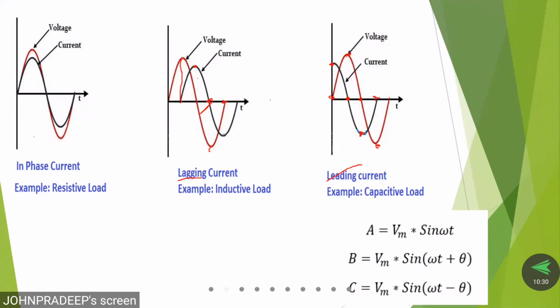In the waveform, the voltage is already at 90 degrees, but the current waveform is at 0. Similarly you can see here the current is leading and the voltage is lagging.